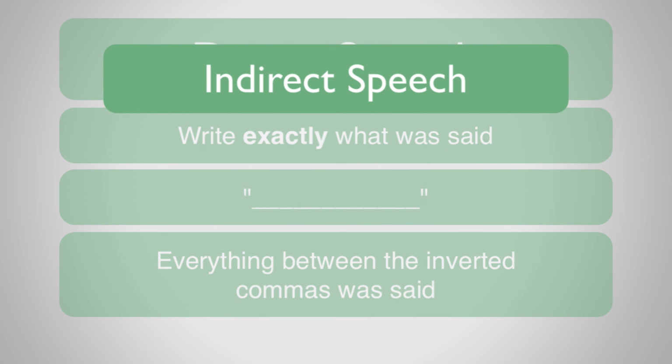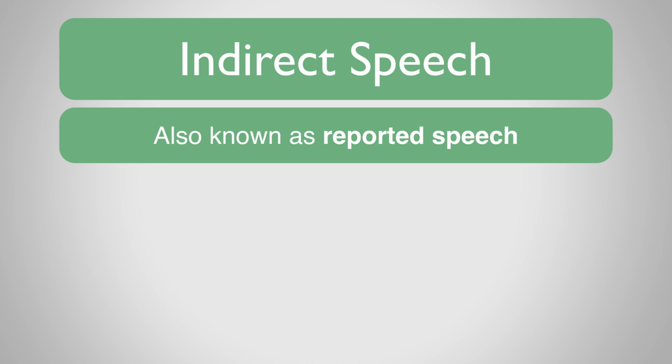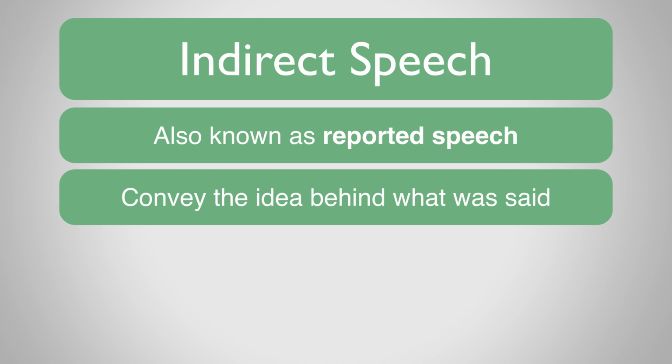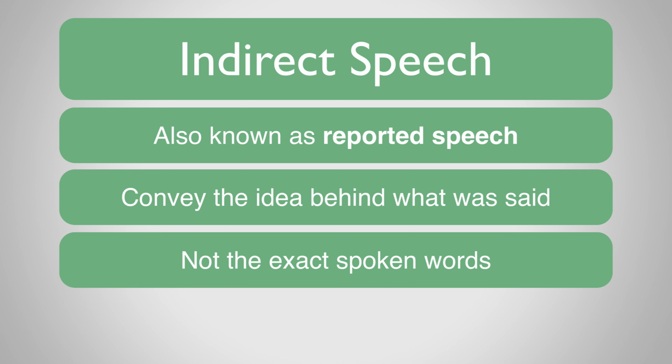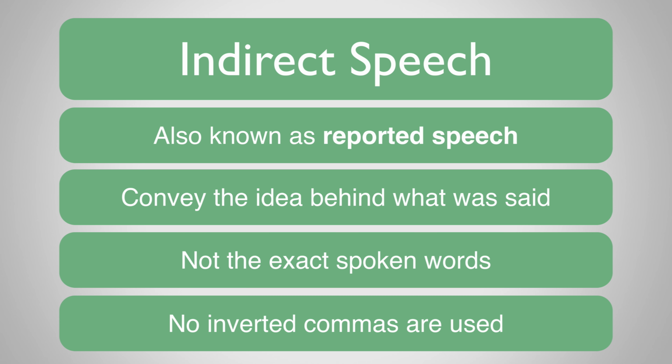However, with indirect speech, often called reported speech, we just write the gist of what was said. We convey the idea behind what was spoken, but we don't actually write down the exact words that were used. As a result, no inverted commas are used.